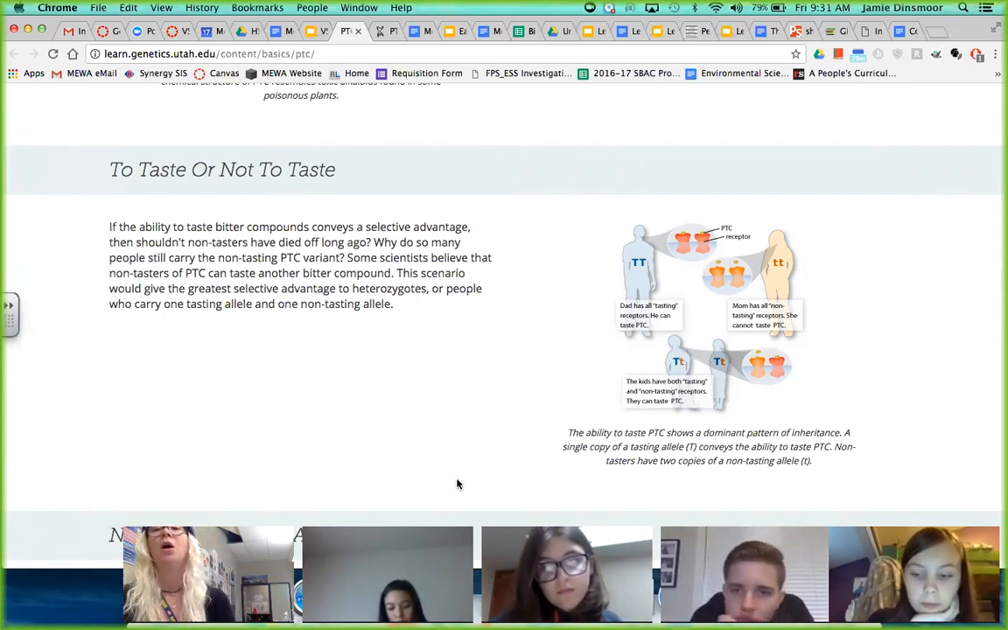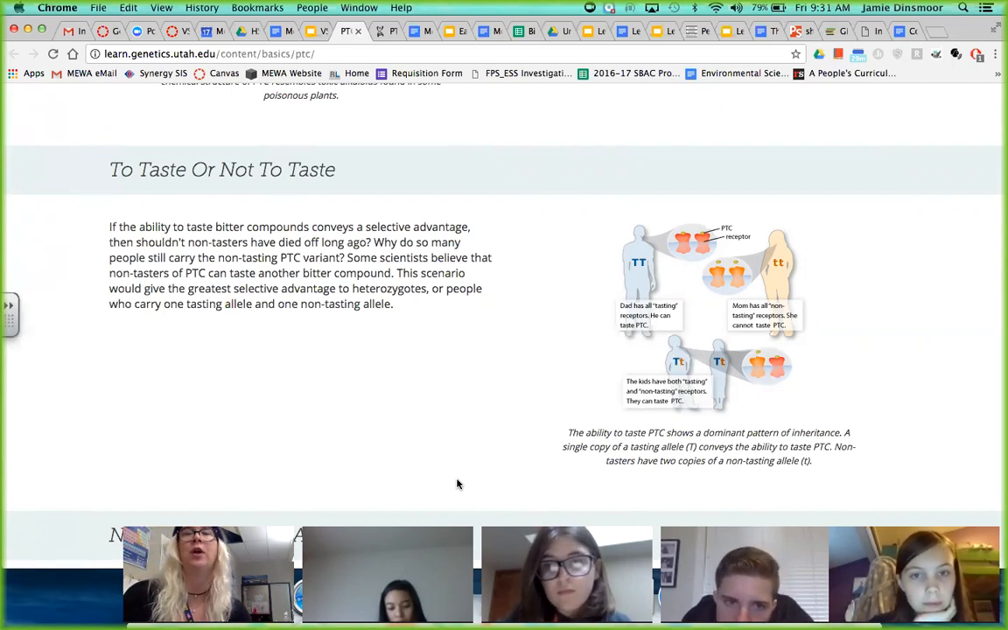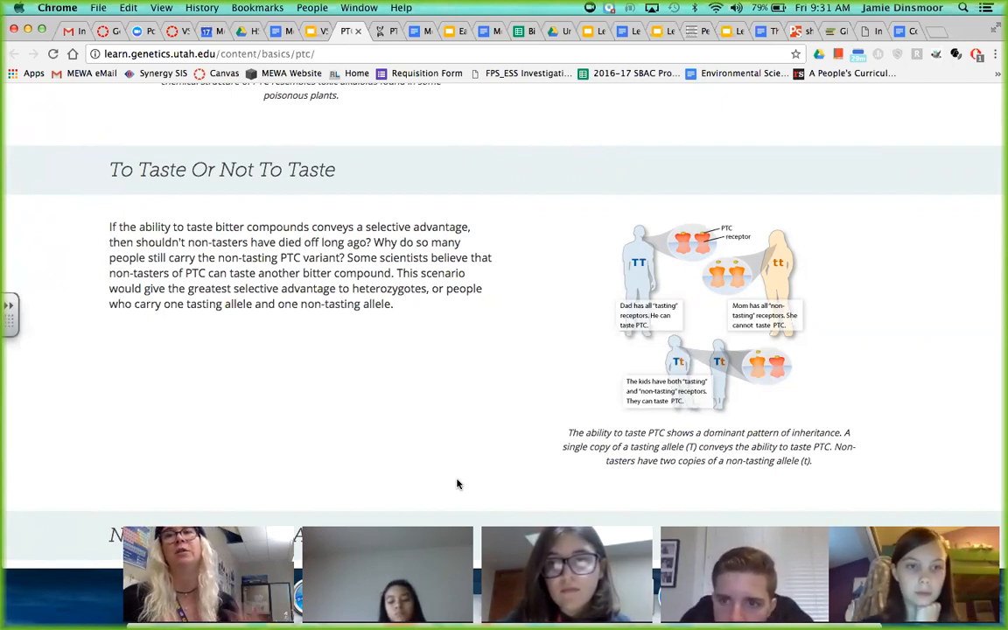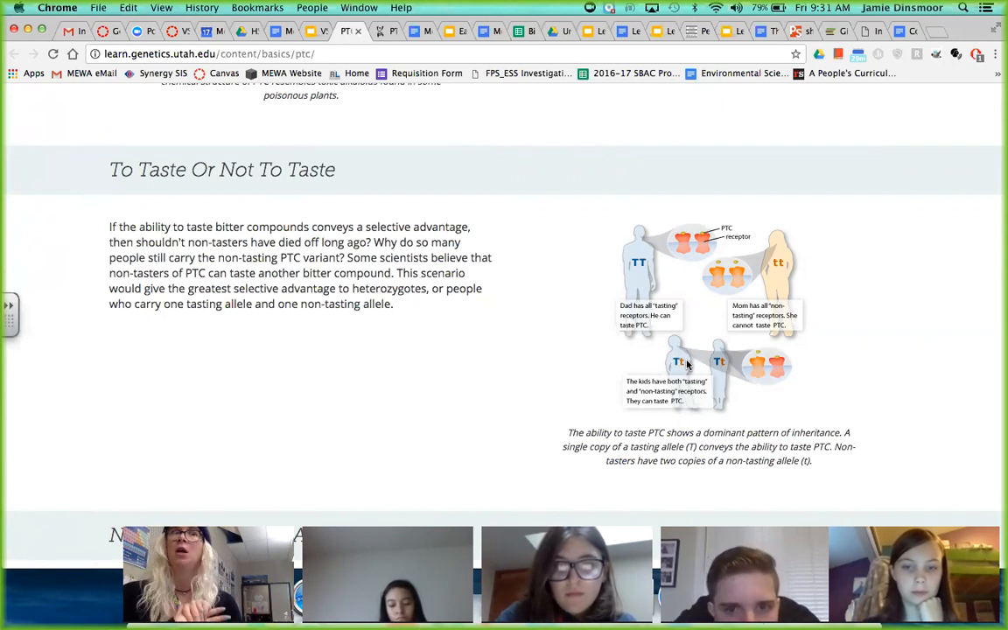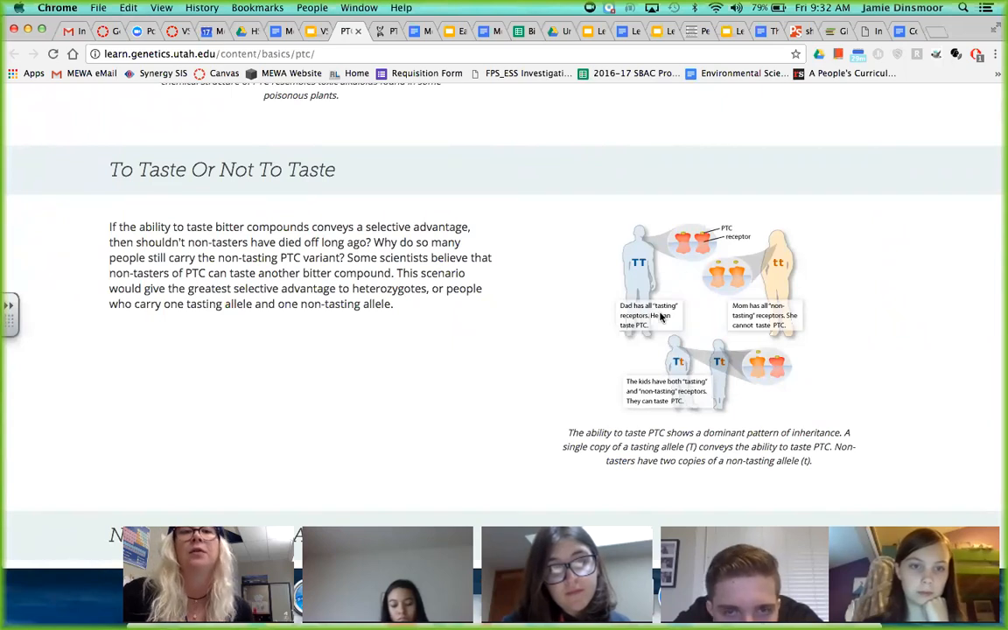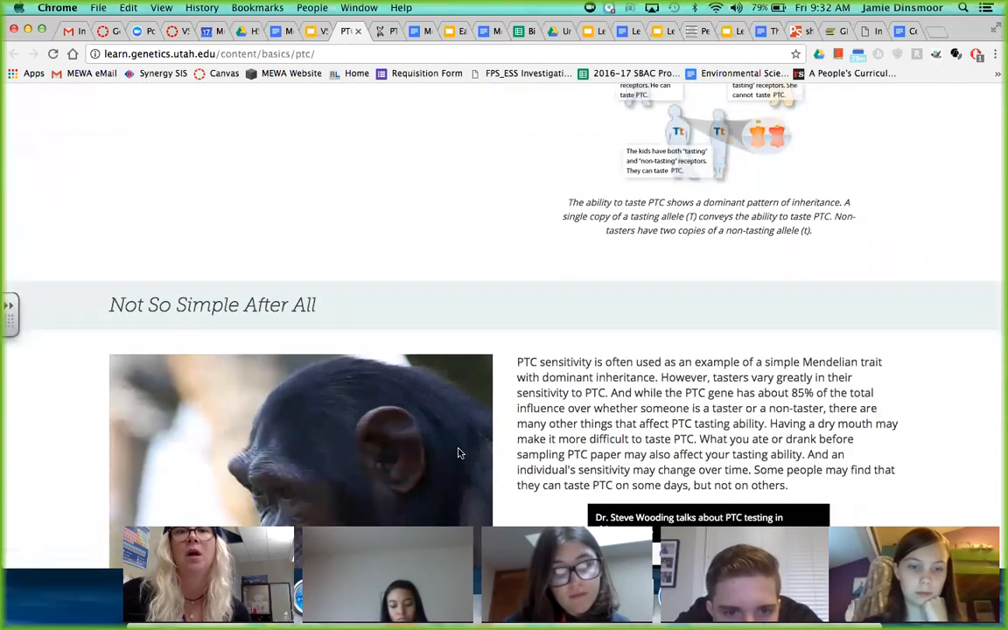allele. Right? So this is what geneticists do, is they try to figure out how these genes have changed over time based on the population of people. So they're saying here that having one dominant and one recessive could possibly have been the most favorable in any environment, because maybe you also had the ability to taste other bitter things, right? I can still taste bitter stuff even though I can't taste PTC. It's not like I can't taste bitter things at all.